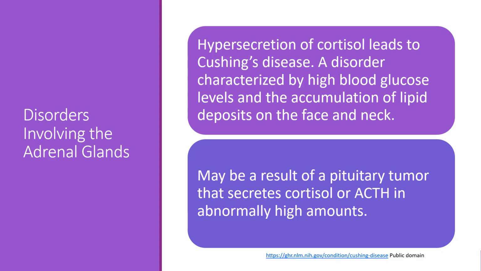Hypersecretion of cortisol leads to a condition called Cushing's disease. This is a disorder characterized by high blood glucose levels and accumulation of lipid deposits on the face and neck. So this is another form of diabetes that can happen. There's diabetes associated with Cushing's disease. This can be the result of a pituitary tumor that secretes cortisol or ACTH in abnormally high amounts.